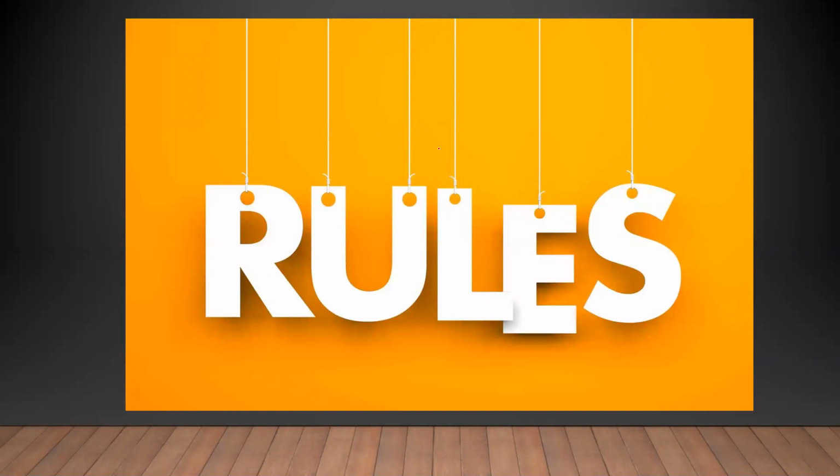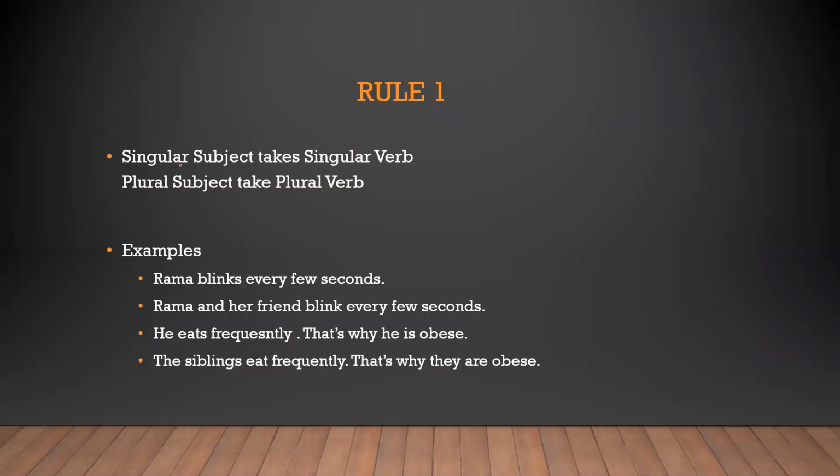So what are the rules? First is, a singular subject takes a singular verb and a plural subject takes a plural verb. Just like Rama blinks every few seconds. So Rama is what? This is the singular subject. So blinks. Rama and her friend blink. So here the subject is plural. So blink every few seconds.